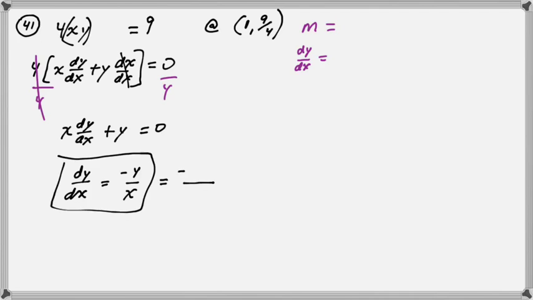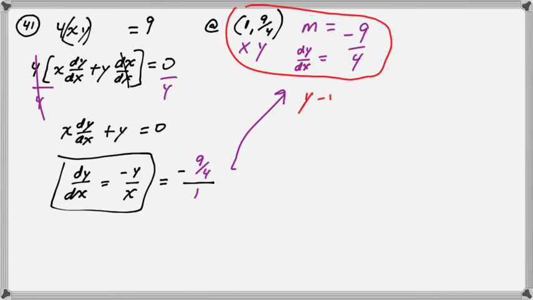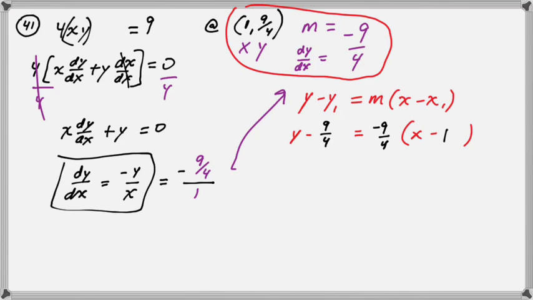Solve it for dy/dx by subtracting y and dividing by x. Now at this point, I have an x and a y. In place of the y, I put 9/4. In place of the x, I put a 1. What does that make my slope? Negative 9/4. So at this point, I'm going to fill it in, because I have a point and a slope. I'm going to use point-slope form. y minus the y value is equal to m times x minus the x value. And then I'll just fill in what I need. y minus 9/4, the slope is negative 9/4, and the x is 1.